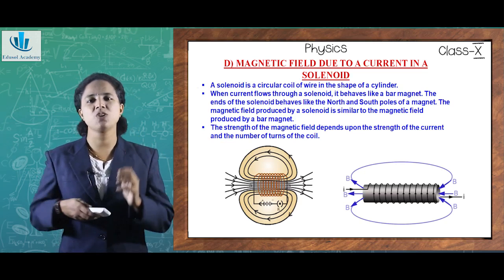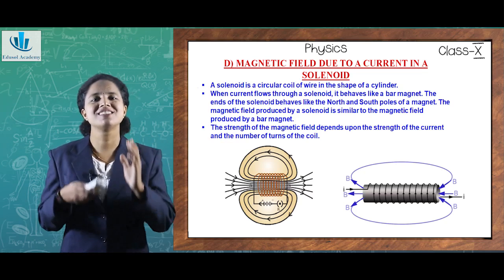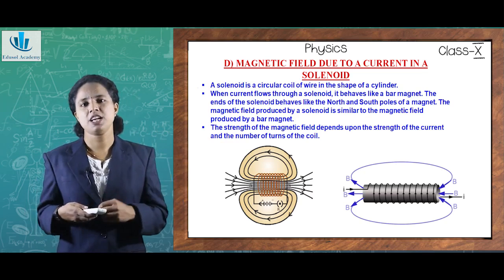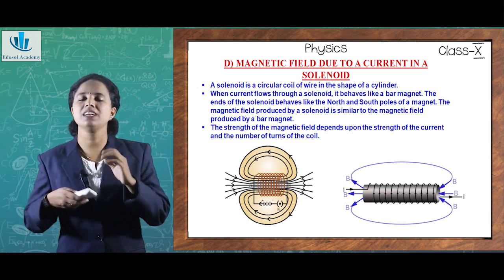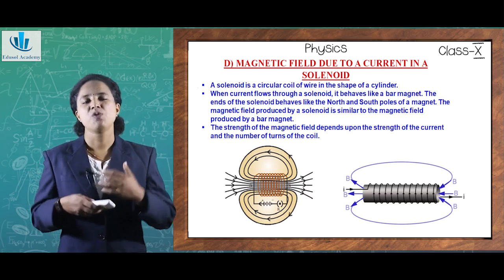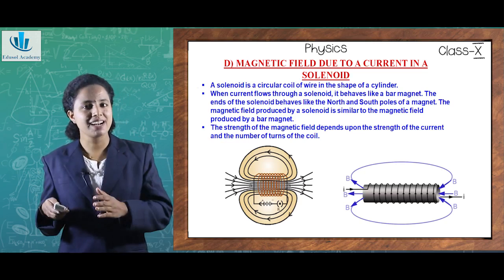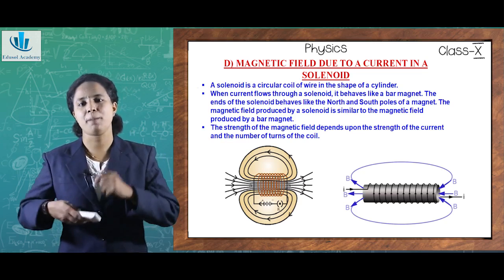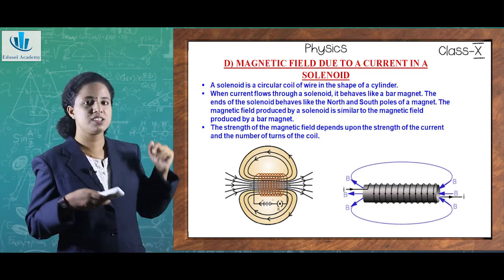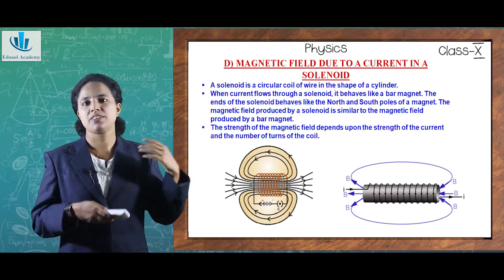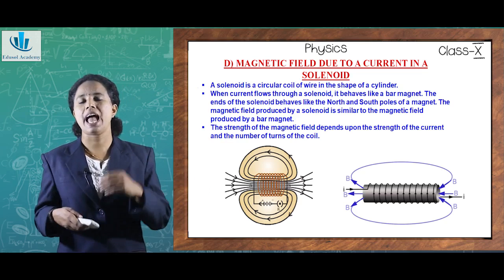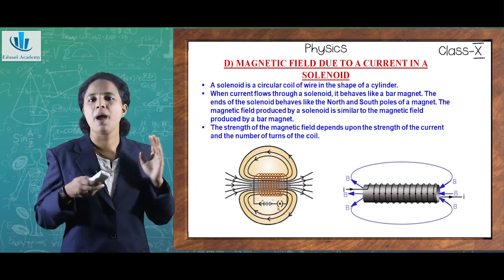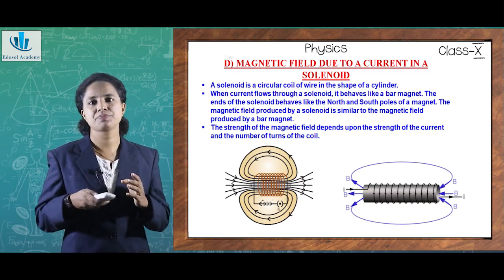We have already said that the solenoid is a circular coil, isn't it? And it is in the shape of a cylinder. So the strength of the magnetic field that is created will depend on the strength of current as well as the number of turns of the coil. It is clearly shown in the picture that the number of turns of the coil and even the current can affect the strength of the magnetic field.